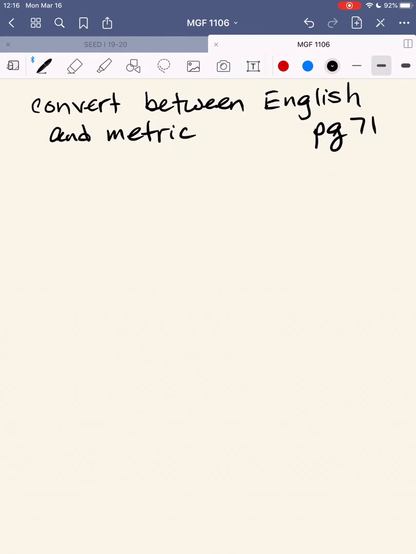All right, so the last part of 9.1, we have to convert between the English and metric systems. This is on page 71. At the top there's a chart for you. So we have 1 inch is equal to about 2.54 centimeters. We have 1 foot equal to 30.48 centimeters.